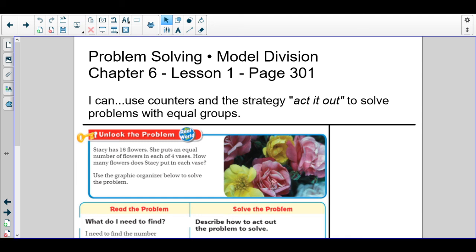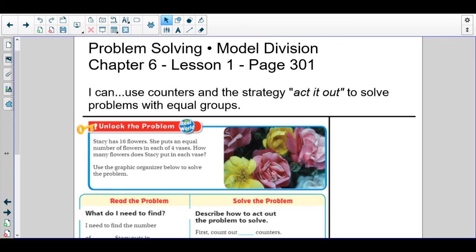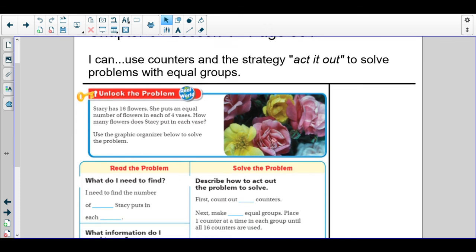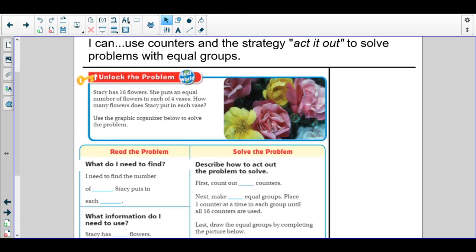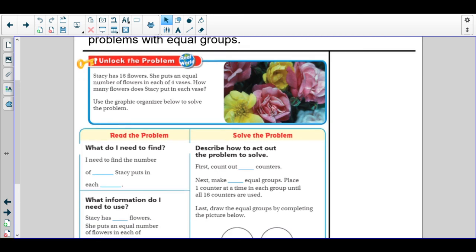On page 301, we're going to be looking at some modeling, how you model division, what that looks like. Some of this is going to look familiar to you. And we're going to use counters and the strategy of act it out to solve problems with equal groups. So what does that mean? We'll find out together. Let's look at this problem here. Stacy has 16 flowers. She puts an equal number of flowers in each of 4 vases. How many flowers does Stacy put in each vase? Use the graphic organizer below to solve the problem.